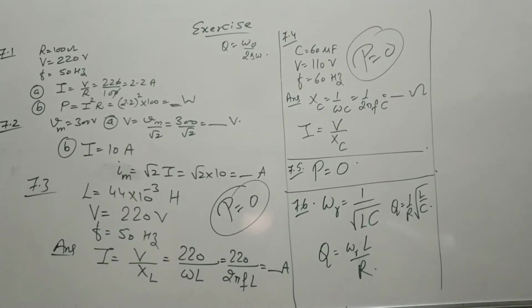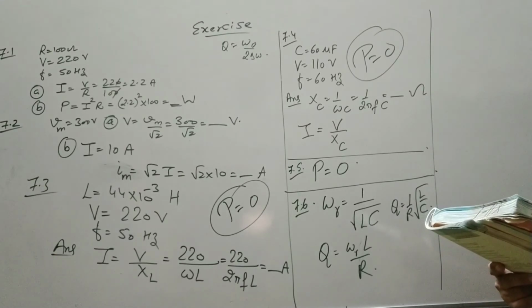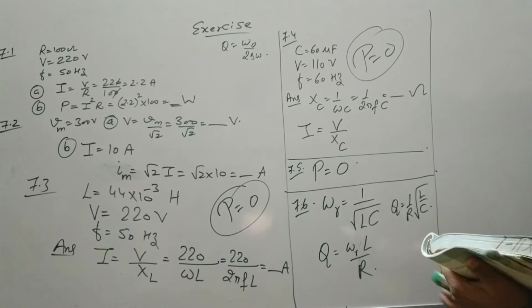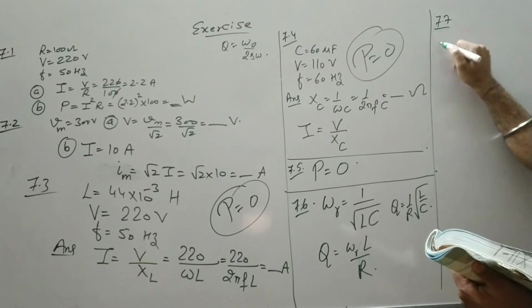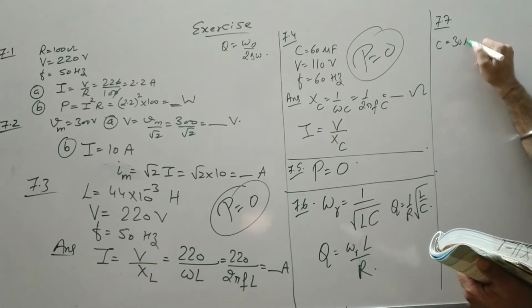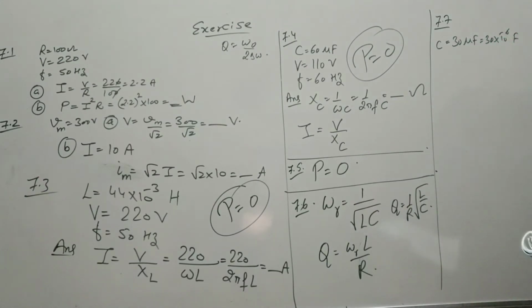Now we have question number 7.7, that is a charged 30 microfarad capacitor. So 7.7, capacitance given is 30 microfarad, that is 30 into 10 raised to minus 6 farad, connected to a 27 millihenry inductor, that is 27 into 10 raised to minus 3 Henry. What is the angular frequency of free oscillation of this circuit?